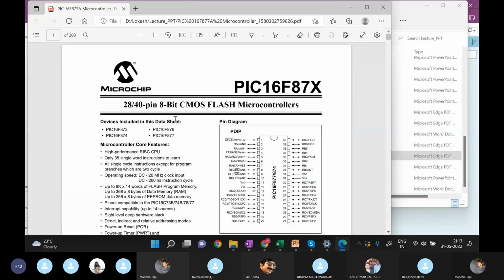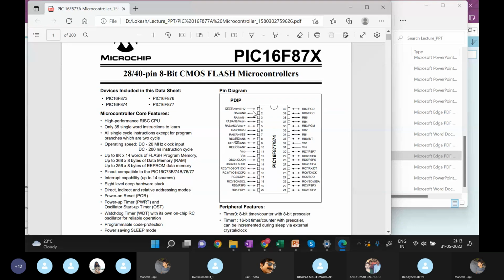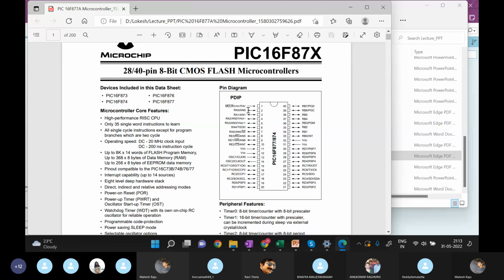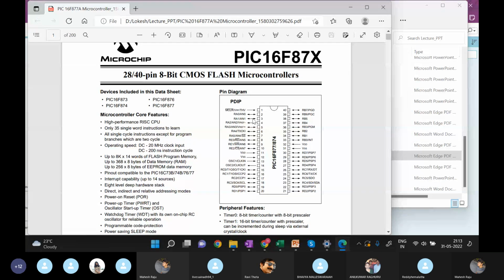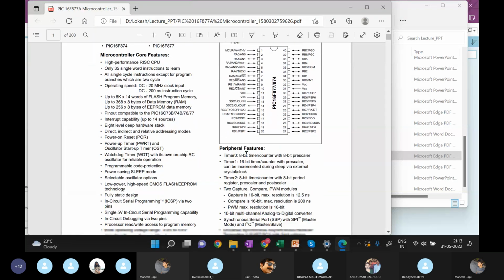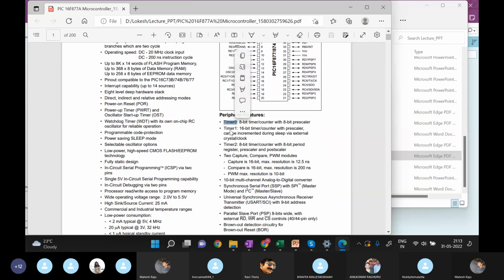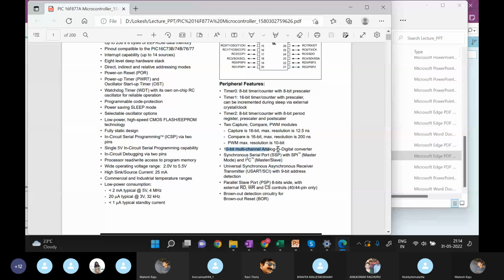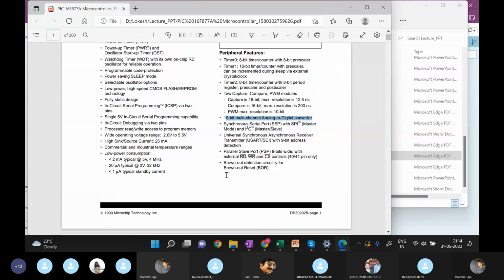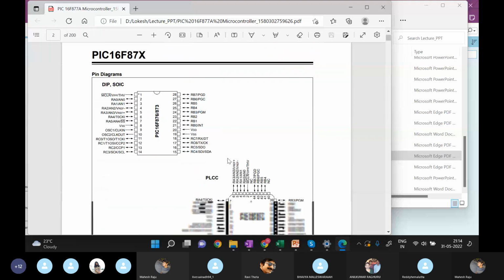You can see here this data sheet gives how many pins it has. I cannot write on the PDF actually, but this is the pin diagram. How many pins it has, what each pin means, and all those things it gives. What kind of peripherals, how many timers it is supporting, and what else? A 10-bit multi-channel analog to digital converter. These peripherals again we will be seeing. All those things are already specified here.